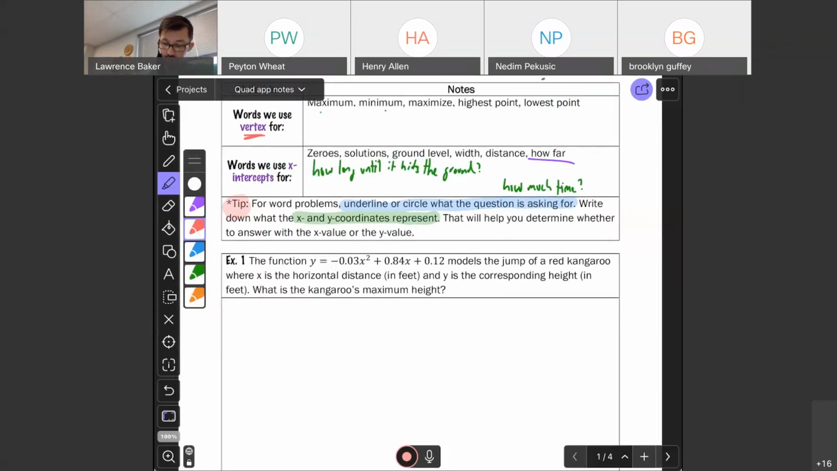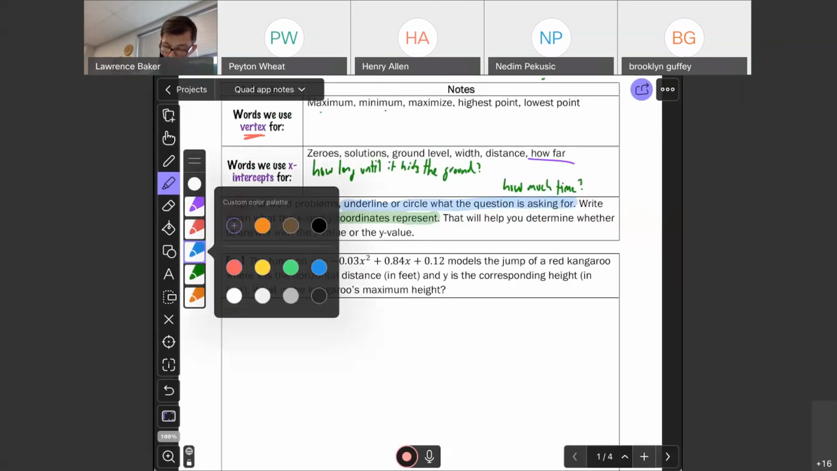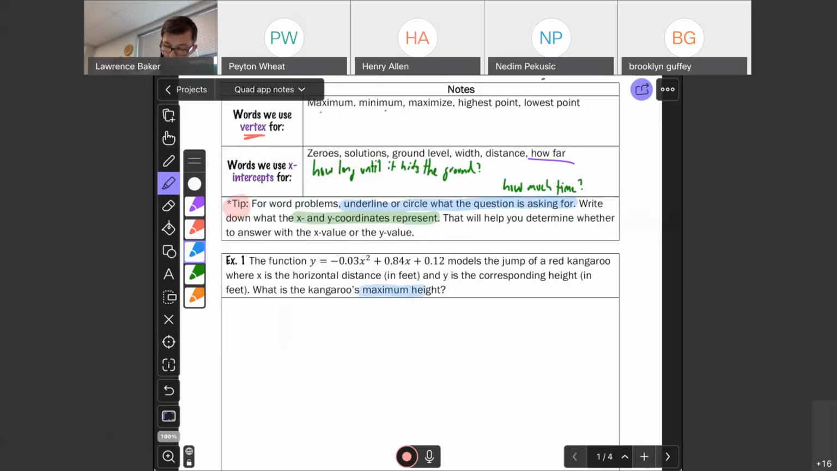So in this first example, we have our function. It models the jump of a red kangaroo. It says the X is the horizontal distance in feet. The Y is the corresponding height in feet. What's the kangaroo's maximum height? So if you think back to that tip, underline what the question is asking for, circle what the question is asking for. What's the max height? I don't need to know that it's a kangaroo. So if I need to write something down, there's the question. What is the max height?